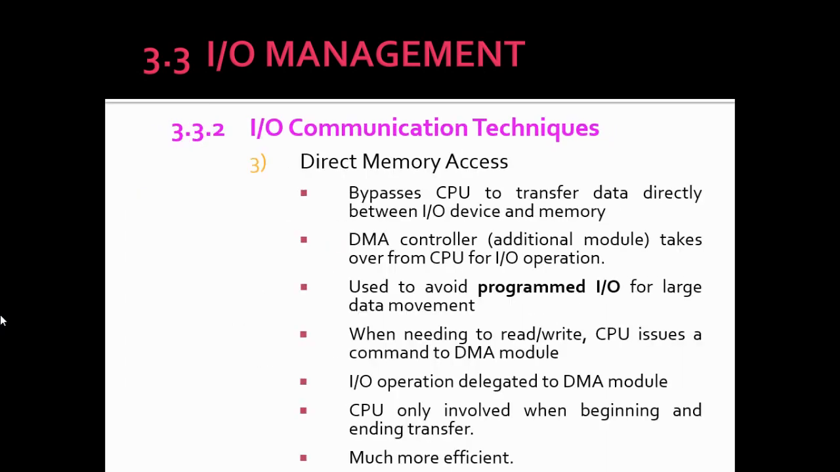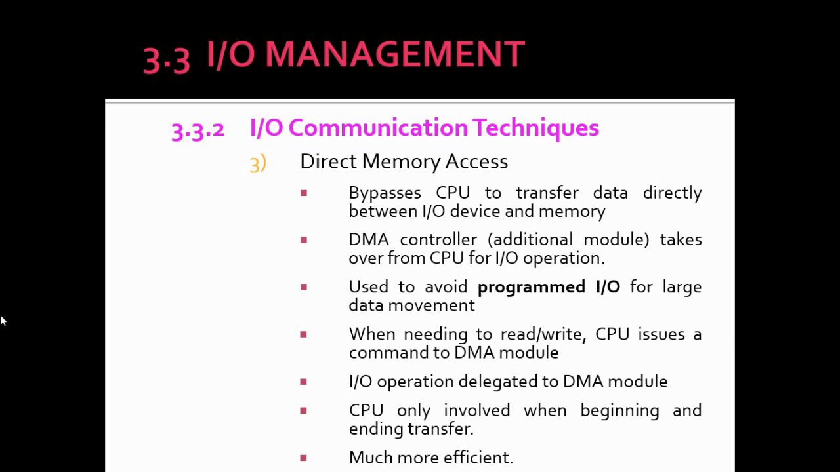So this is the flow, and this is also direct memory access, whereby you bypass the CPU to transfer data directly between the input output device and memory. Okay, the data transfer is just done between the input output device and memory. It's just between them only. It does not need to go through the CPU to be processed.